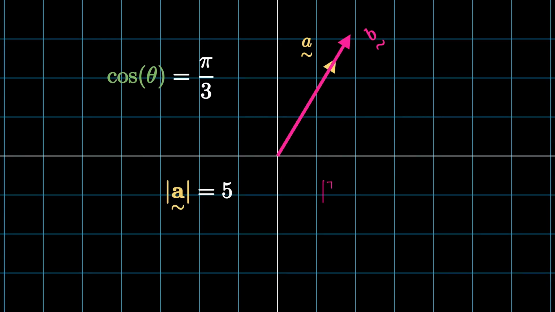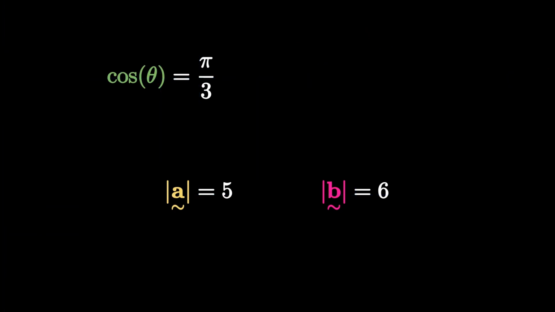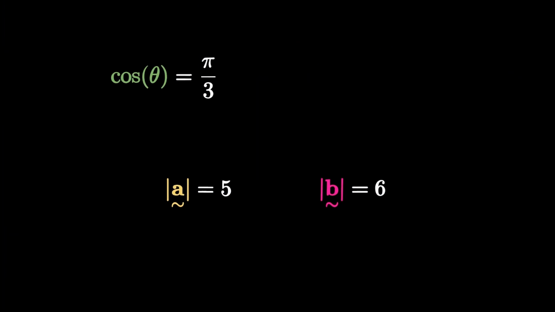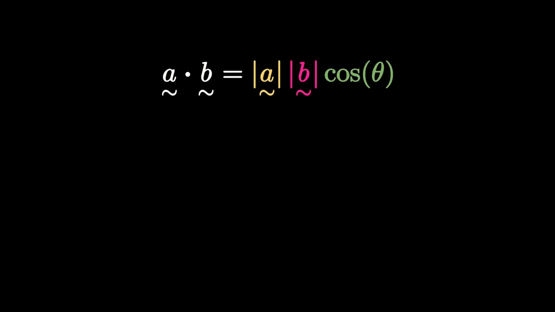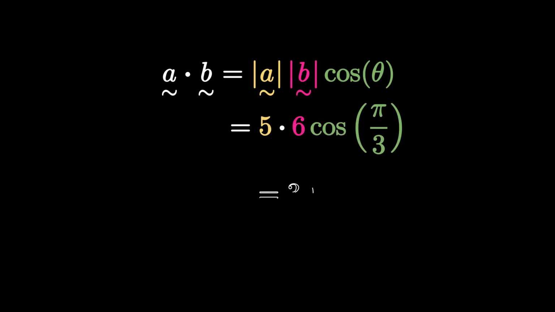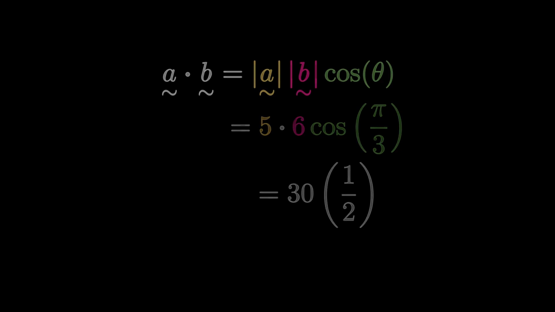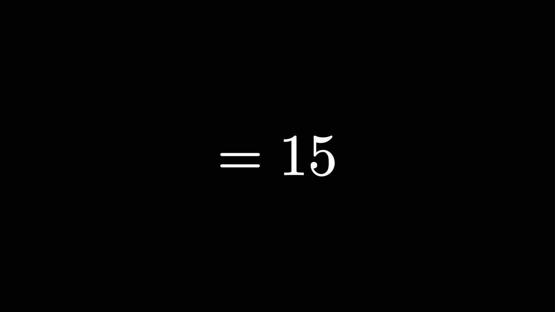For this example, let the magnitudes of A and B be 5 and 6. Let's have a look at our formula, which is A dot B is equal to the length of vector A times the length of vector B, multiplied by cosine theta. We're going to put in our values, and we're going to use the exact value for cosine pi on 3, which is a half. 30 times a half is equal to 15. This gives us a scalar value.